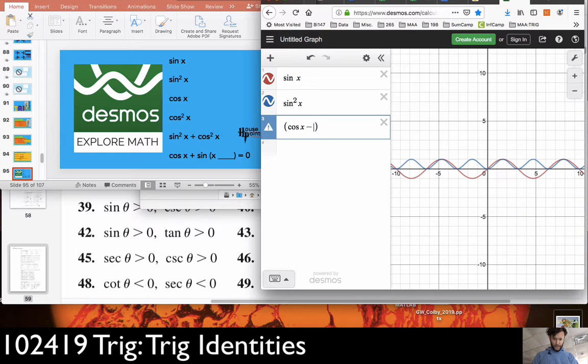Oops. Oops, no. Cosine x minus pi over 2. There we go. Oops, no. Plus. There we are.